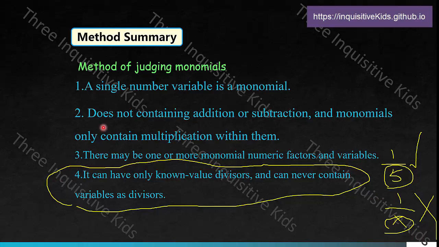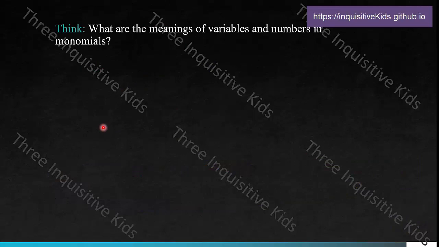So pause the video and take a look at all of this again and try to memorize or understand them. Okay, so let's move on. Think: what are the meanings of variables and numbers in monomials?